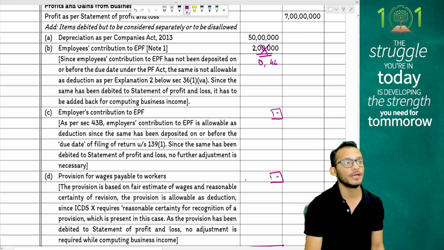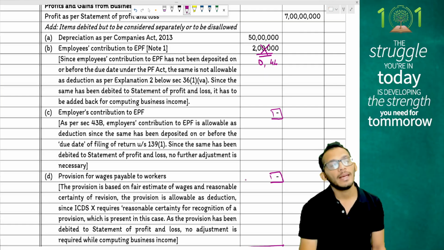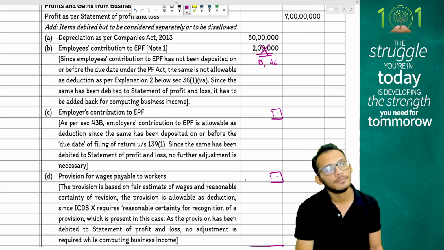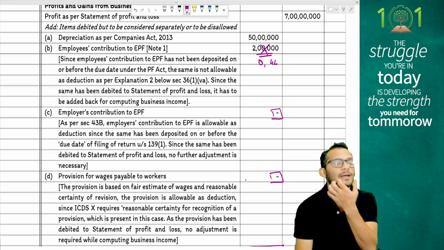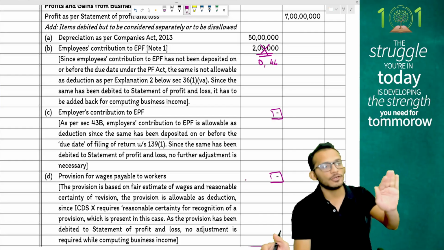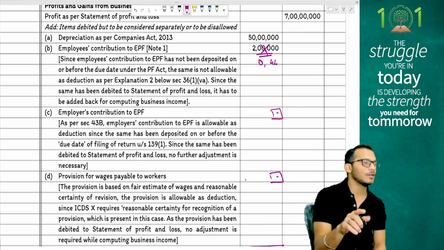That is only for employer. Should be ignored. Employees' contribution should be remitted on or before the due date. If you have delayed it, income tax comes and says, read the lines carefully. It says employees' contribution is part of the P&L. Yes. Now you are saying employees' contribution is part of P&L.